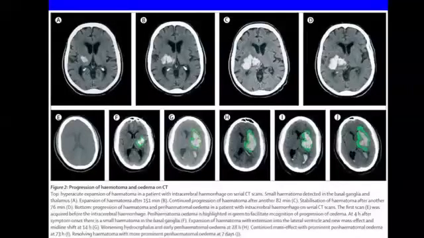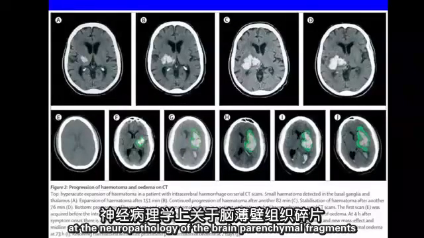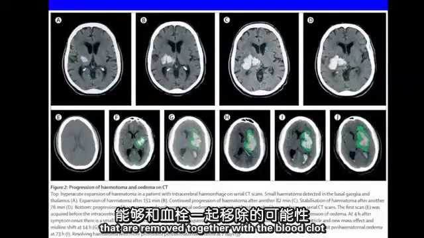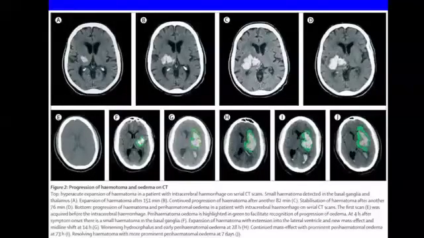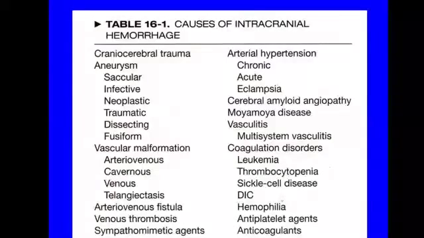And actually, Justin Dye has been working on an ongoing project that we have looking at the neuropathology of the brain parenchymal fragments that are removed together with the blood clot, because they can be extremely informative and can tell us the etiology of the hematoma very, very frequently.